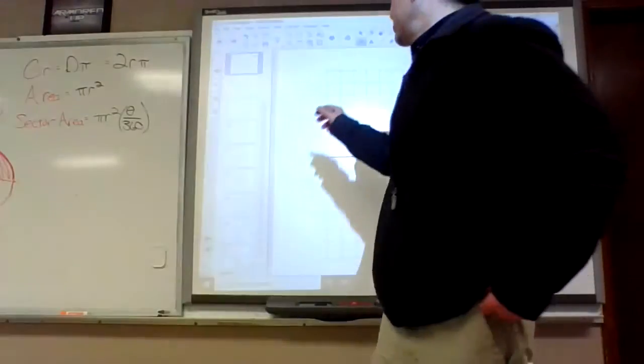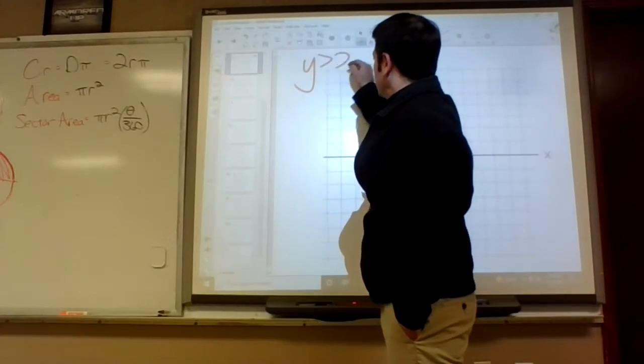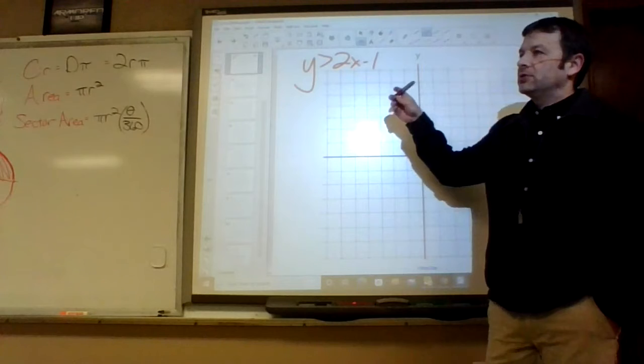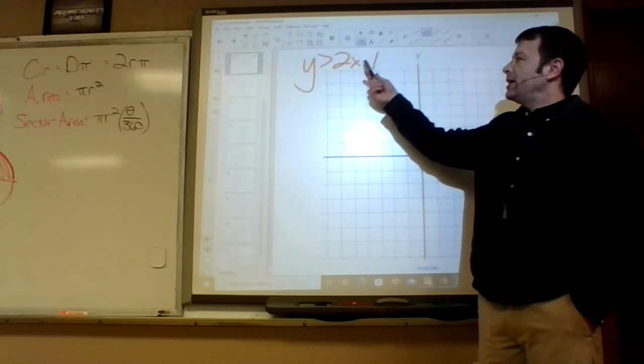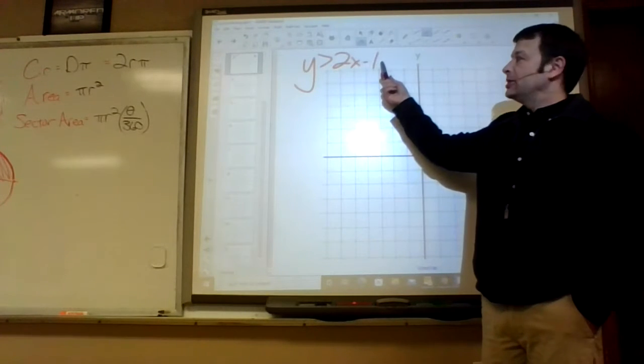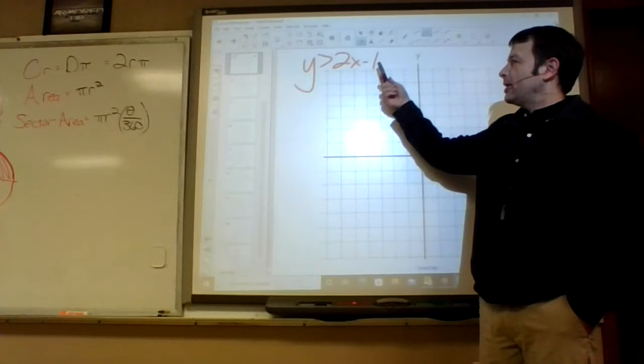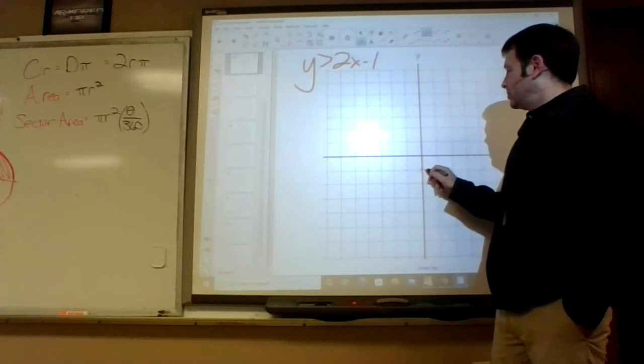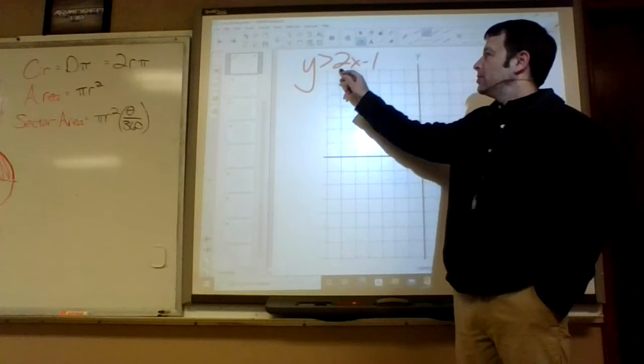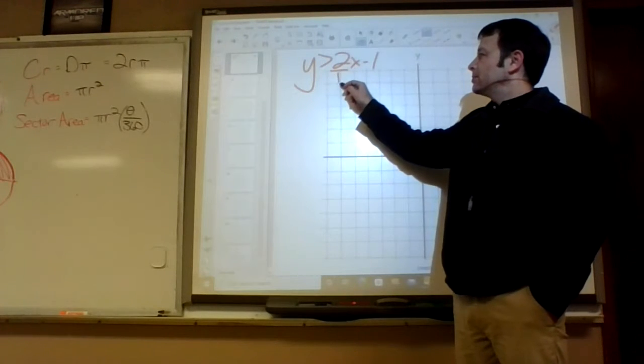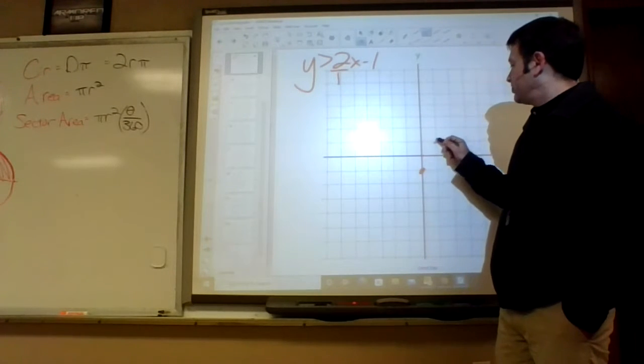Greater than 2x minus 1, these kinds of problems. It's kind of like y equals 2x minus 1. So how did we start that graph? Negative 1. You go down 1, put a dot, then where do we go? Then you go up 2. Up 2, right 1, put a dot.